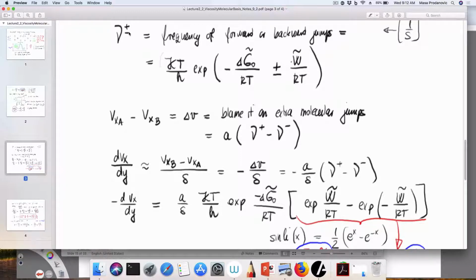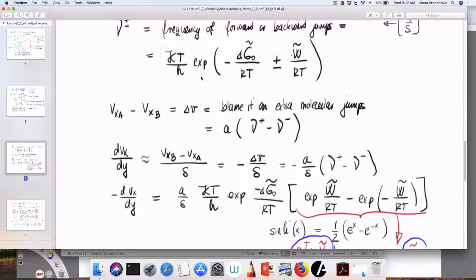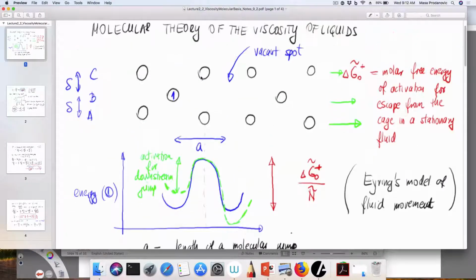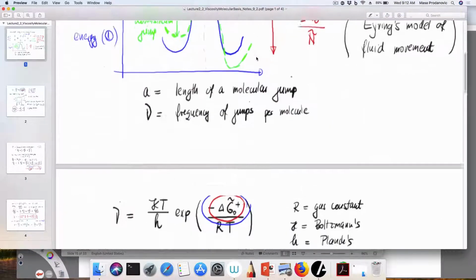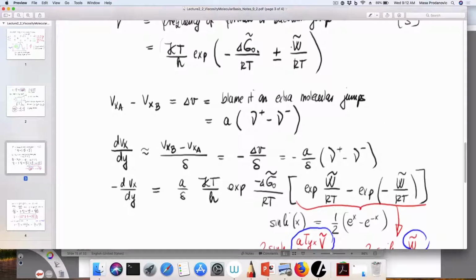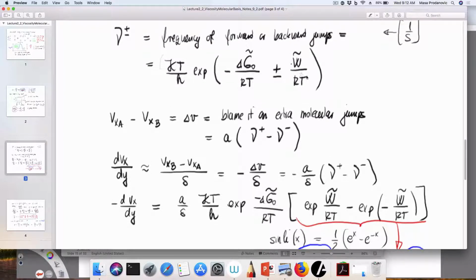All right. So we labeled our frequencies as plus and minus, depending on whether I'm going downward or backward. When I'm looking at the velocity difference between this layer and this layer, I call them A and B, I'm blaming that velocity difference on the influence of the shear force from the outside, and I can quantify that through the extra molecular jumps that are happening because of it. So I'm adding work or energy to the little box, and that results in a difference in the number of jumps between the faster layer and the slower layer.